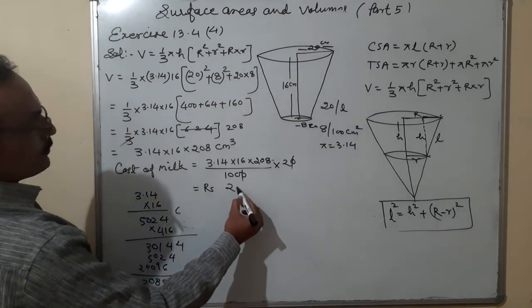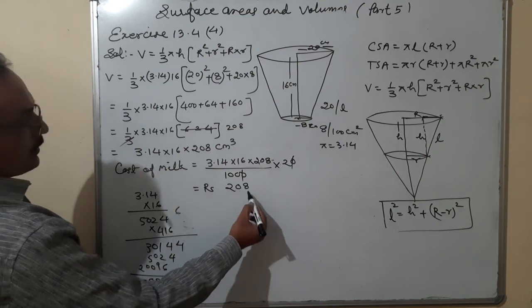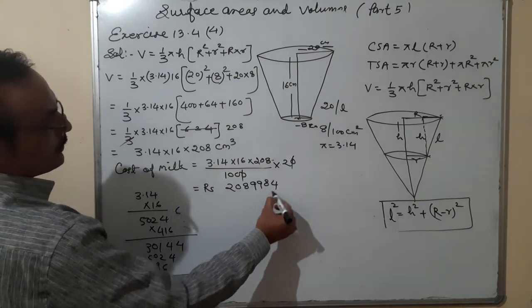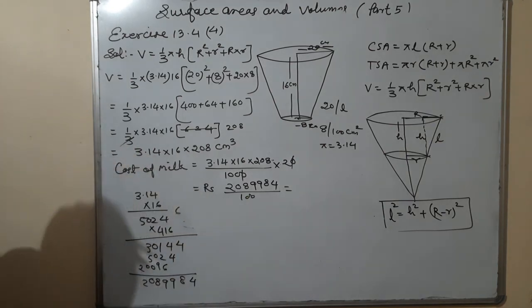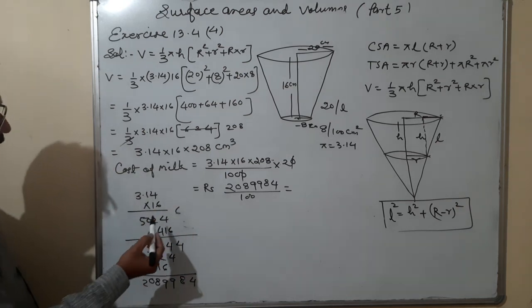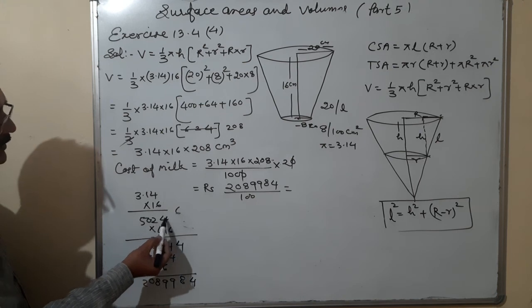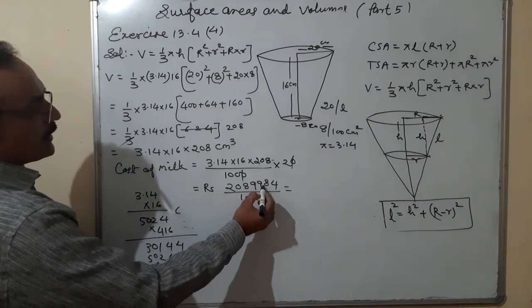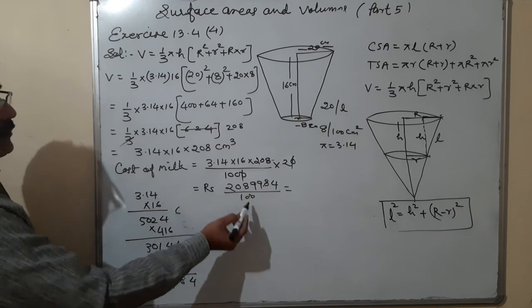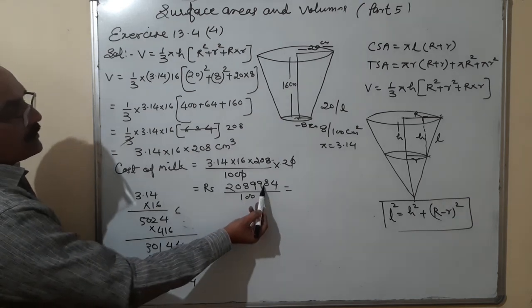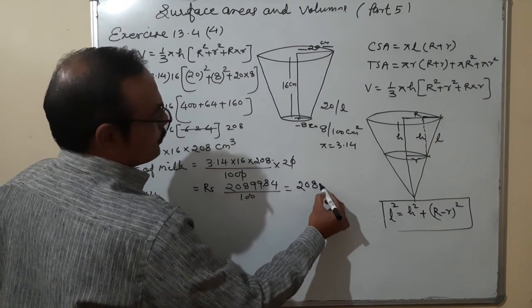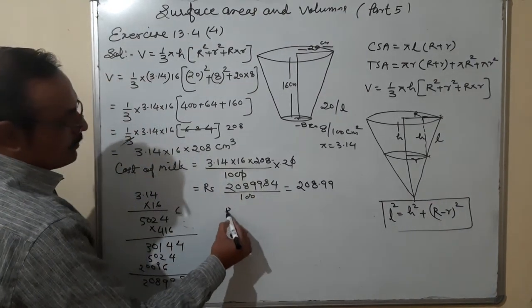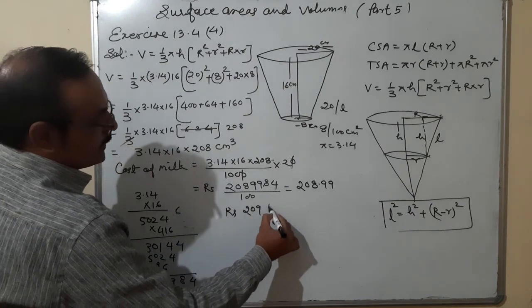It is coming 2089984 upon 100. Okay, upon 100. And I have missed one decimal also, because after decimal there are two places. So one decimal is coming here, right? And upon 100, so this decimal will be shifted two places here, 208.99. That means amount rupees 209 approx.